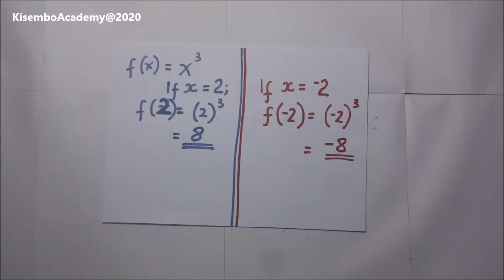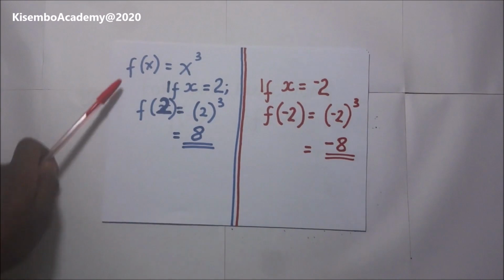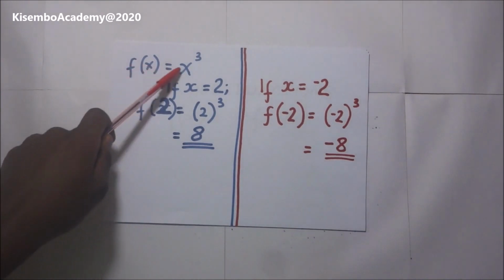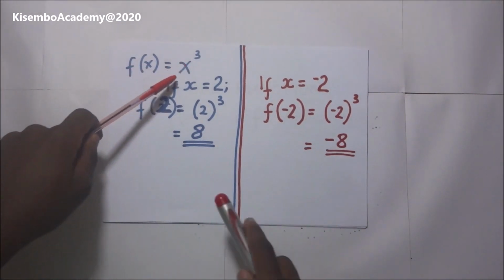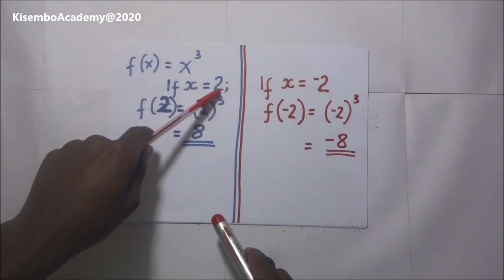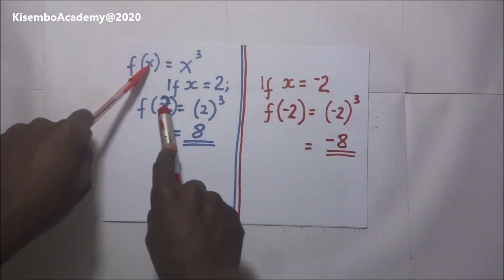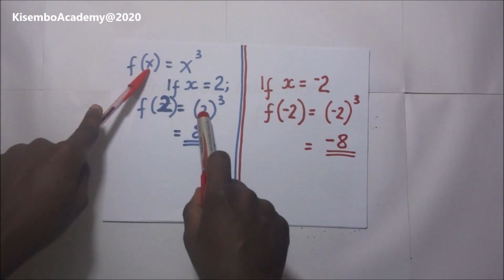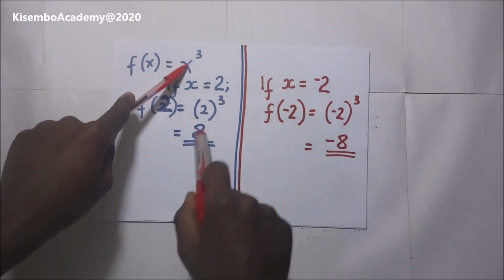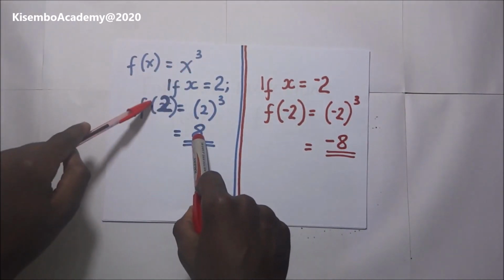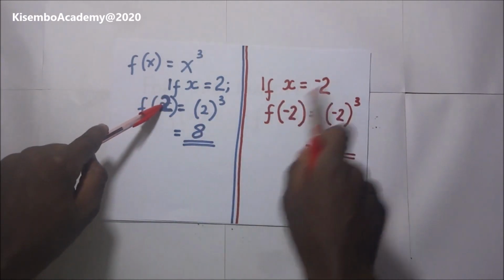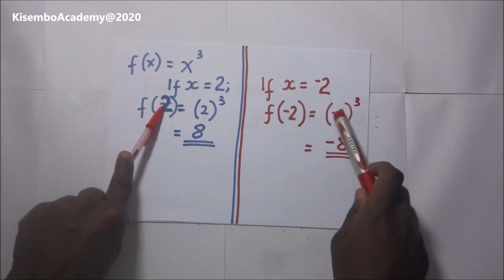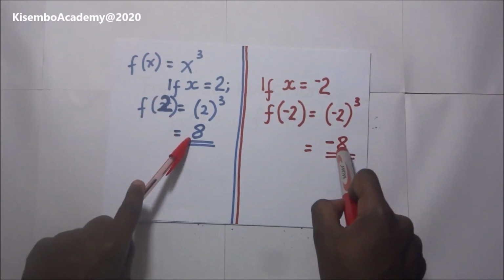Now, when it comes to odd functions, it's a bit different: instead, a negative value is going to be returned when we change. Let's take a look. We have the function f of x given by x to the power 3. So let's make x equal to 2. When the input value is 2, we get 2 to the power 3, giving us 8. So now in the same place, we are going to put negative 2. Negative 2 to the power 3 is going to give us negative 8.